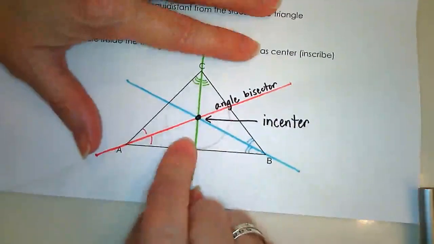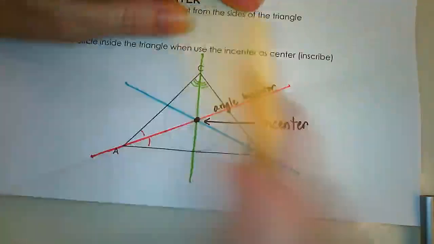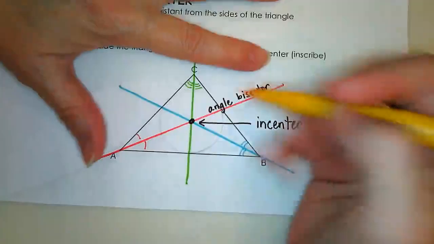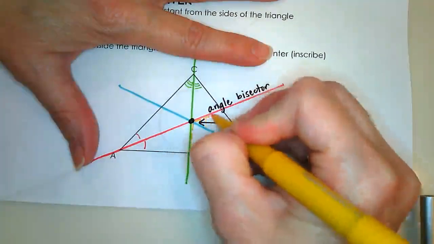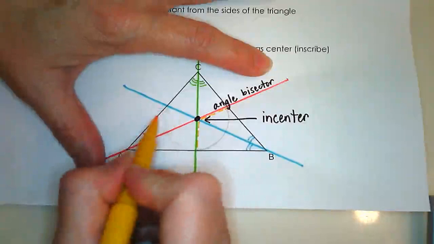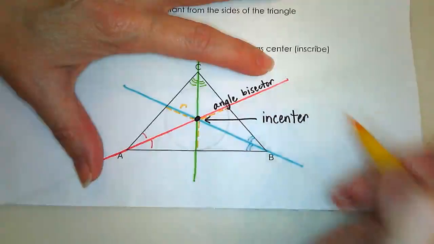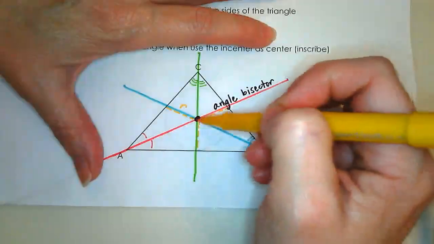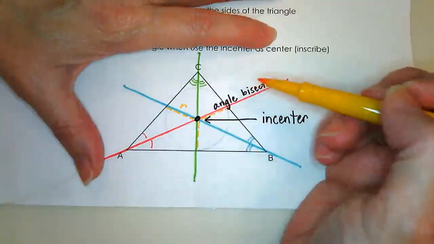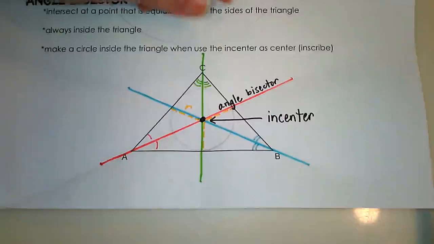So, all right, so here's what we ended up with, a circle inside of the triangle. So what happens is very similar to the circumcenter. From here to here is the same as the incenter to that side, which is the same as the incenter to this side, because each of those is a radius. So we have the incenter is always going to be inside, and it's going to be the same distance to each side.